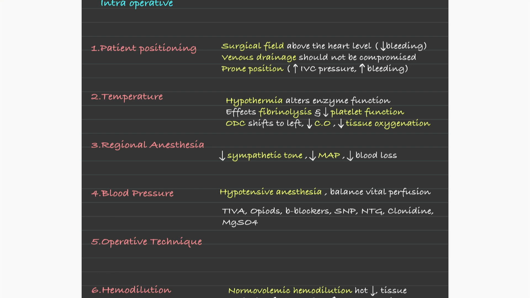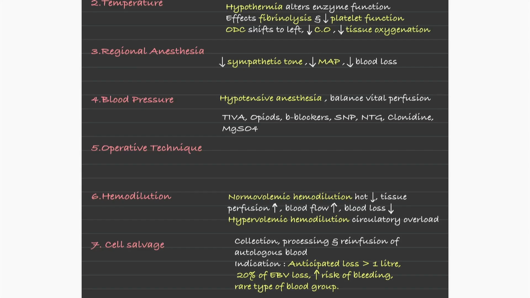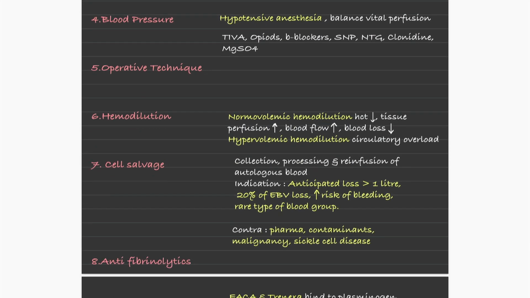We can use TIVA, we can use opioids, we can use beta blockers such as labetalol, esmolol. We can use SNP, which is an arteriovenodilator. We can use NTG, which is a venodilator. We can use clonidine, magnesium sulfate. So these are the techniques, these are the drugs we can use to decrease the blood pressure, but we have to remember that we have to maintain the vital organ perfusion as well. Operative technique we will discuss in detail in a while.